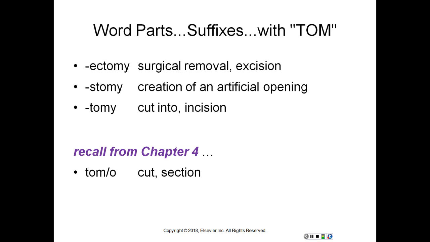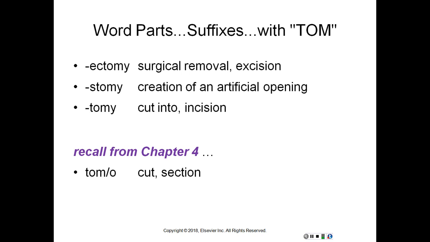Emia, in the blood. Gram, the record, radiographic image. Graph, instrument used to record, the record. Graphy, process of recording, radiographic imaging. Meter, instrument used to measure. Metry is measurement. Pexy, surgical fixation or suspension. Pnea, breathing. Rrhagia, rapid flow of blood, excessive bleeding.